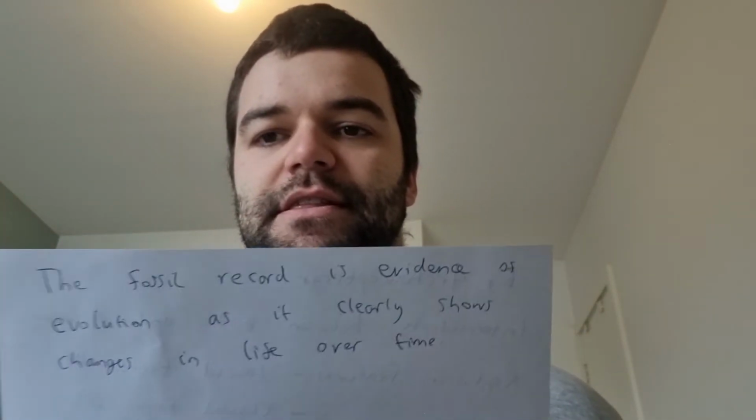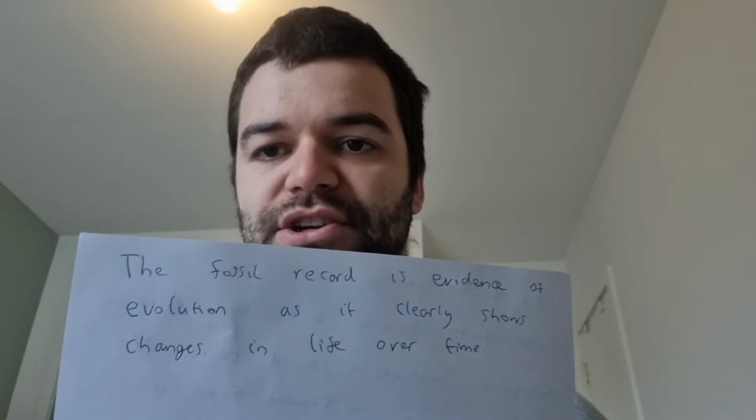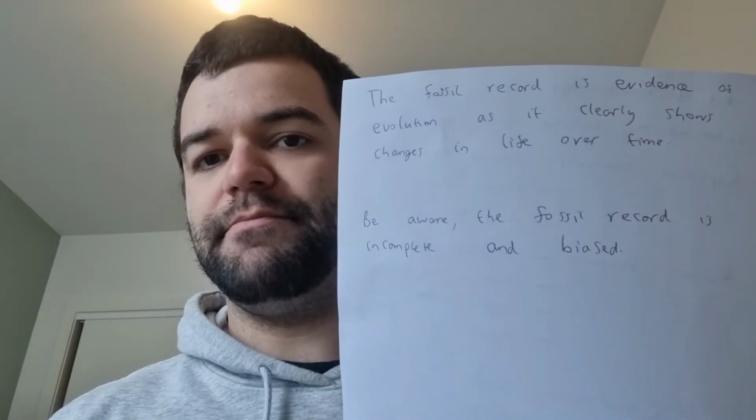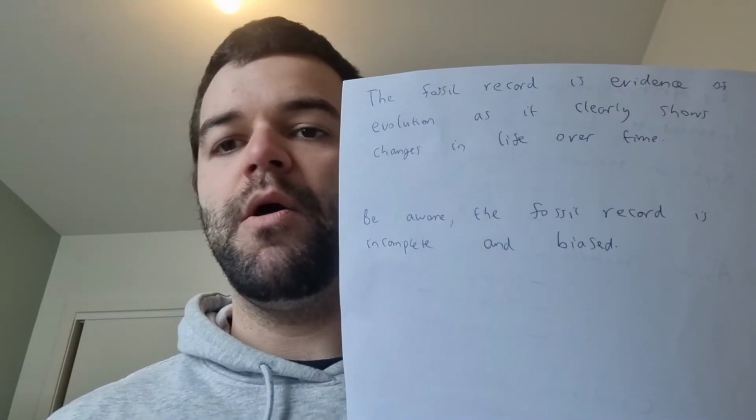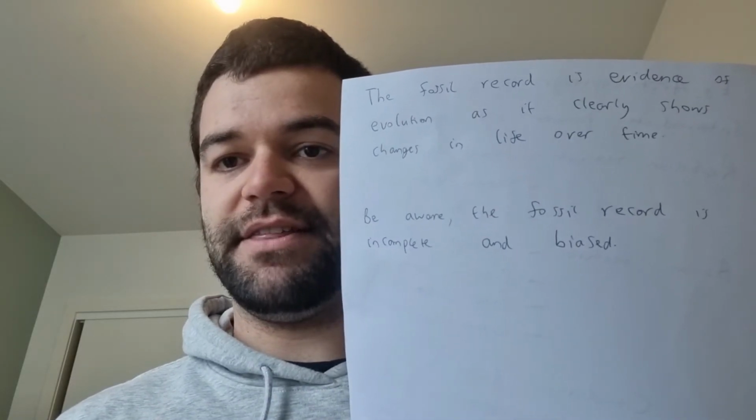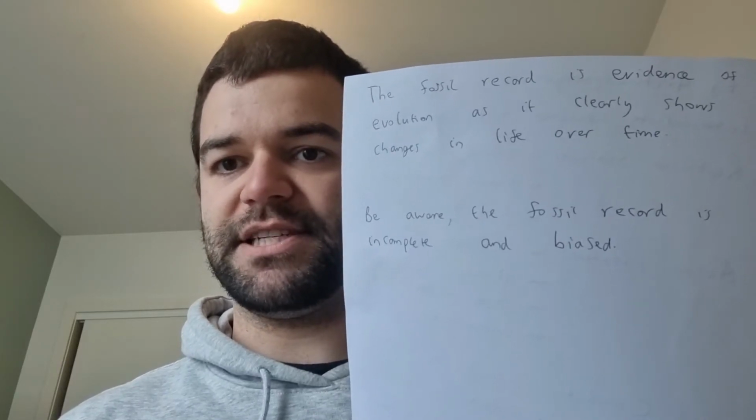So to finish with, the fossil record is evidence of evolution because it clearly shows changes in life over time as evolution would predict. Just be aware as well, the fossil record is not perfect, it is incomplete and it is biased. What that means is it is incomplete because not everything that dies will get fossilized. In fact, the vast majority of things will not get fossilized.